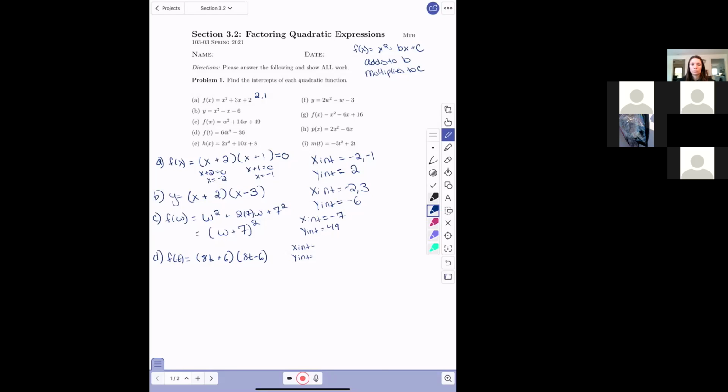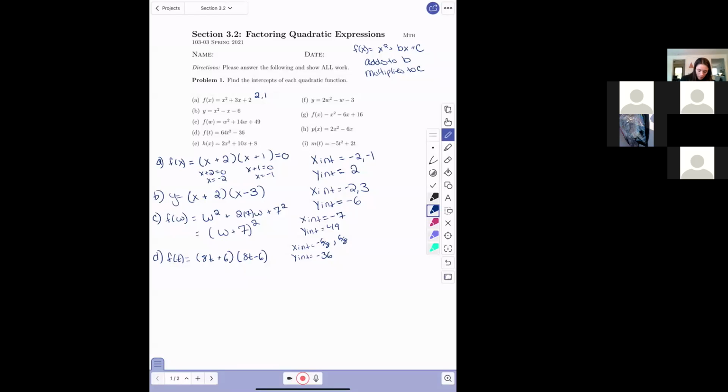It would be negative 6/8. Mm-hmm. 6/8. That's one of them. What's the other one? Positive 6/8. Mm-hmm. And then negative 36 for the y-intercept. Good, perfect. Any questions on any of this so far, guys? Should we simplify the fraction in our answer? Yeah, you can. I don't think it's a huge deal if you do or don't. I just want to see that you guys get the answer.